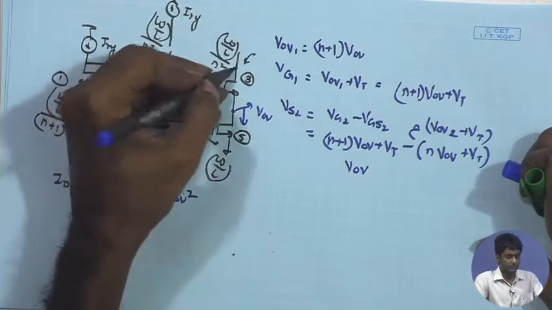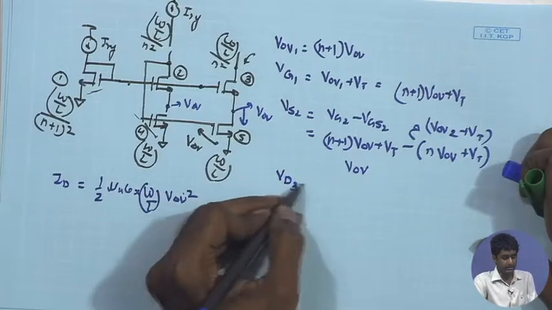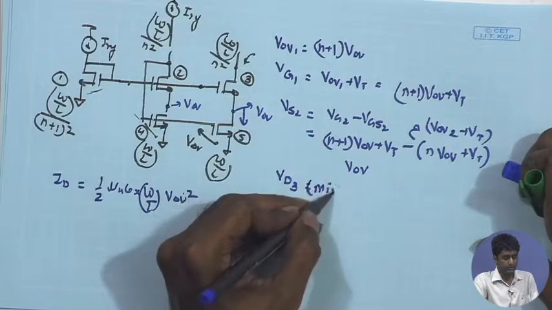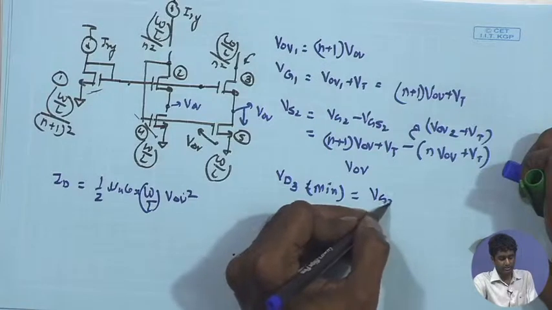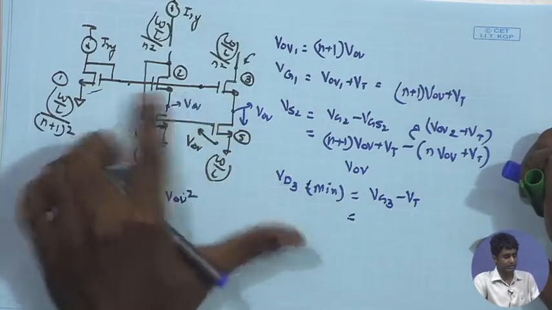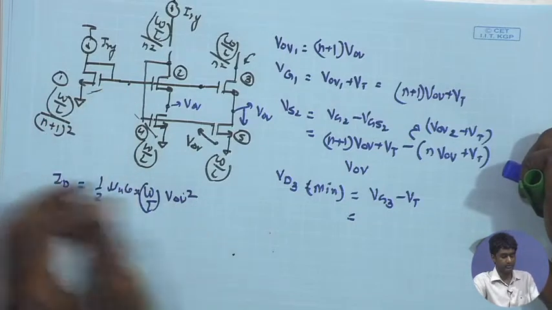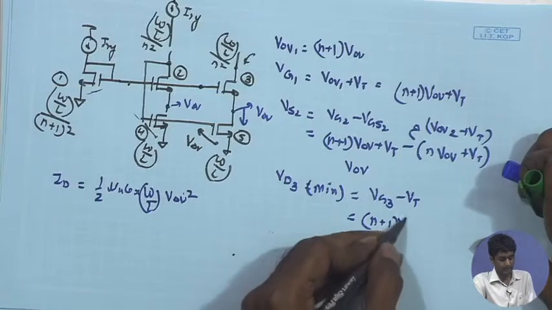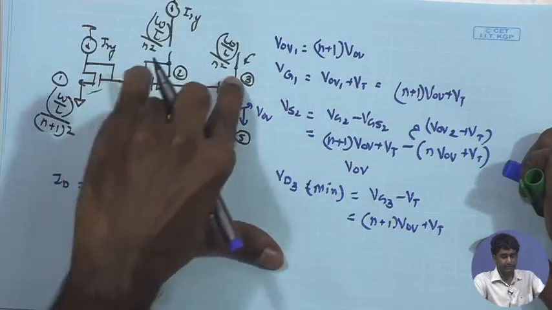Now, what about the drain potential of M3? If I want VD3 min, what is the VD3 min I can have under this condition? That is going to be VG3 minus VT. What is VG3? That is the same as the VG of this device, M1, which is basically n plus 1 V overdrive plus Vt, minus Vt.